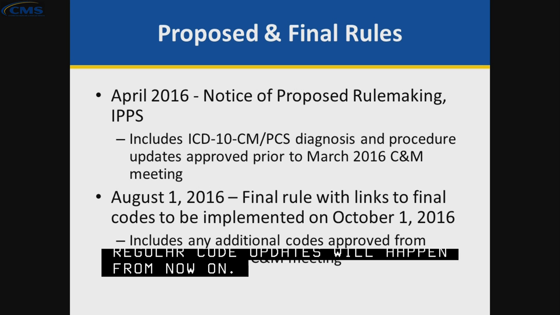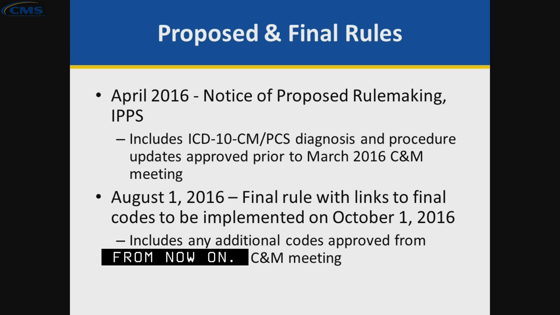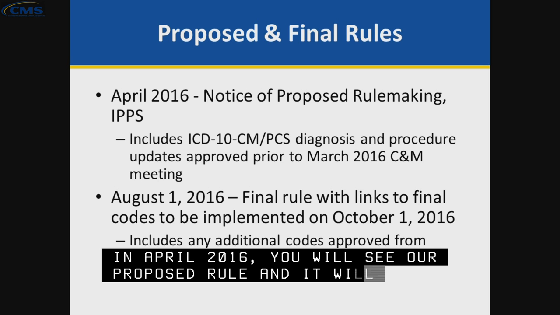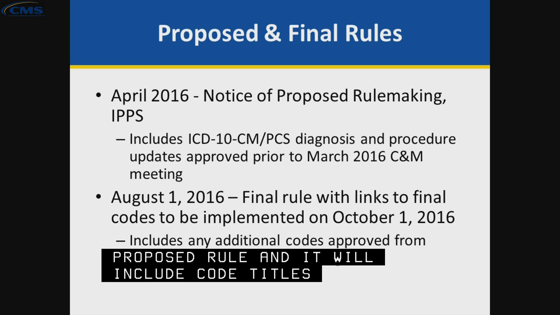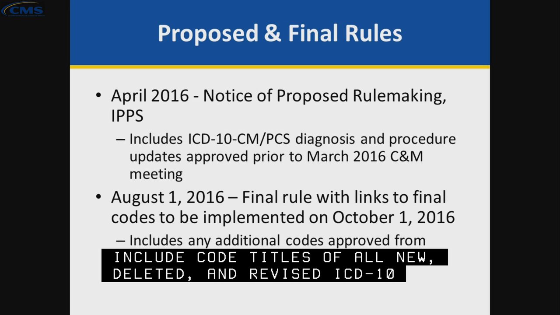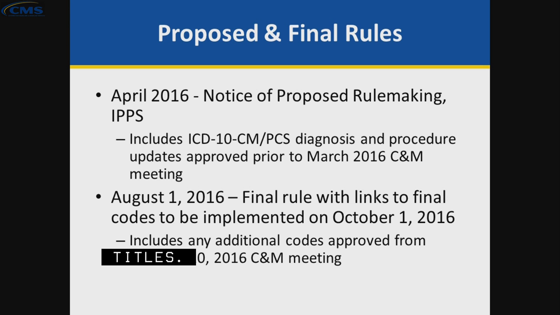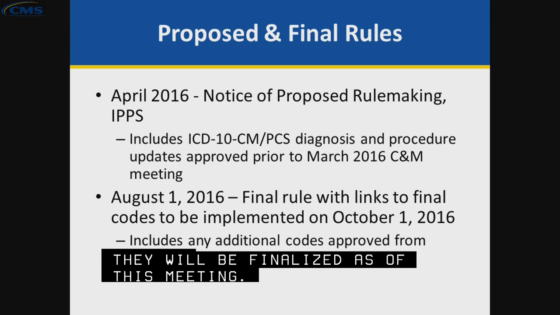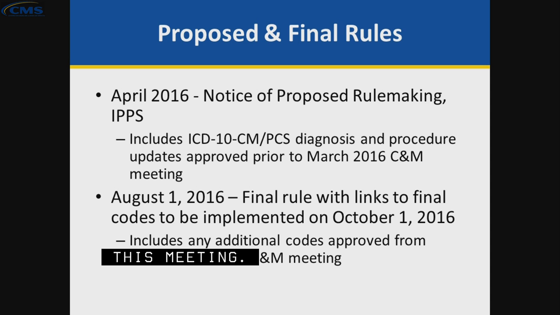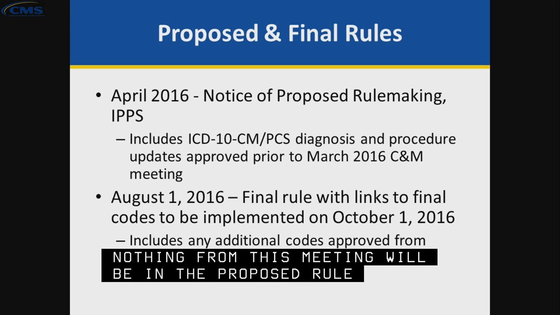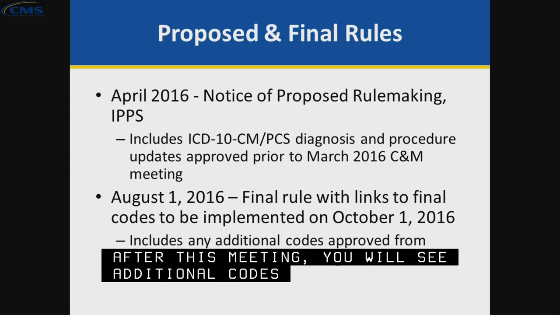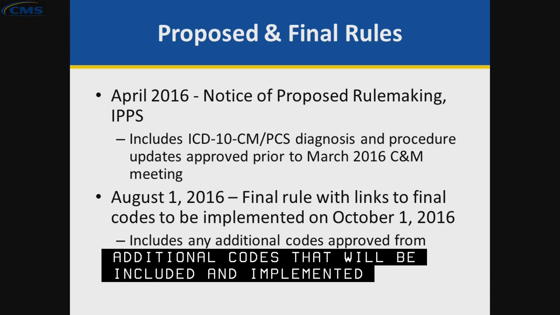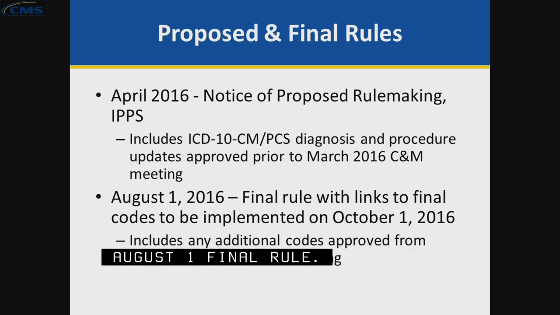In April 2016, you'll see our proposed rule, and it will include code titles of all new, deleted, and revised ICD-10 PCS and CM code titles that have been finalized as of this meeting. Nothing from this meeting will be in the proposed rule. After this meeting, you'll see additional codes that are included and will be implemented on October 1st in the August 1st final rule. And that's clearly described in the timeline we inserted into your handout. So if you're confused about that, review the timeline and see how that works out.